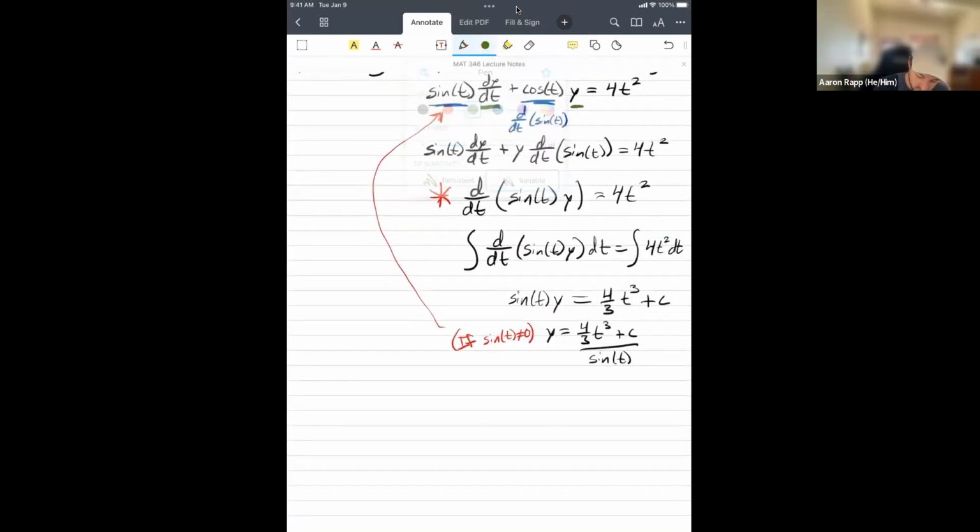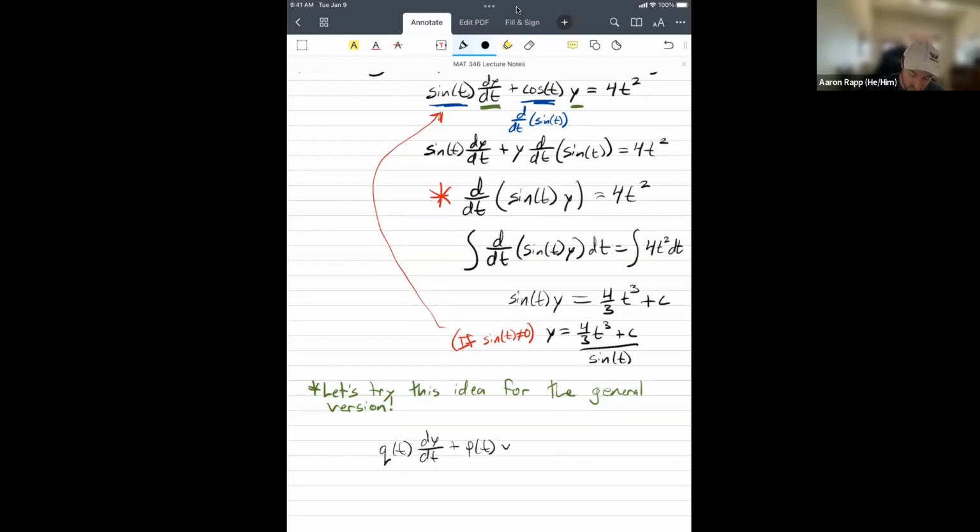So like I said, let's try this idea for the general version. Because now we potentially have a way to tackle that. So we go back to Q of t times my derivative plus P of t times my solution is equal to some function G of t.